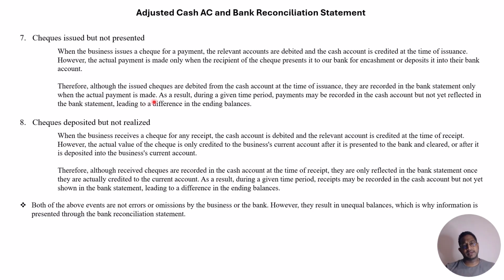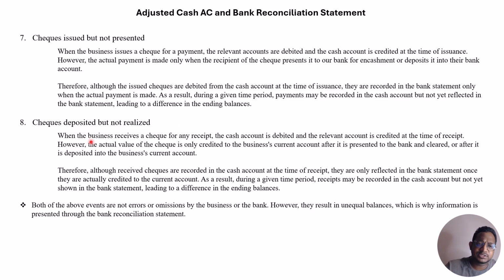So let us say that we are in May and we issued a check in May. So at the point of issuance, we credit our cash account. But the recipient of our check is not going to present that check in May. He is presenting that check next month, in June. But at the end of May, we are receiving the bank statement, right? And we issued that check in May. So at the point of issuance, we credit that into a cash account, but that is not presented in the bank statement because our recipient has not presented that check in May, right? So those are the checks issued but not presented.